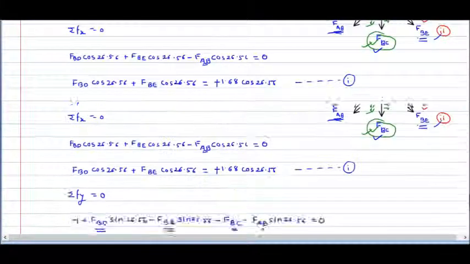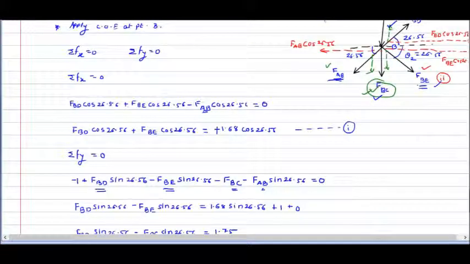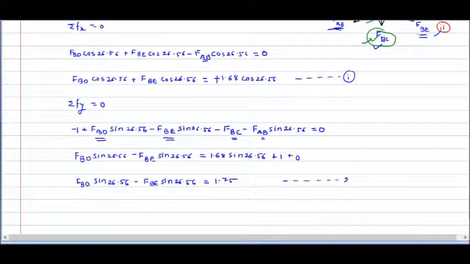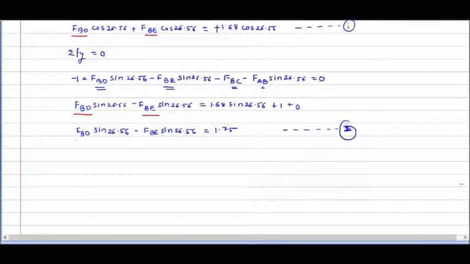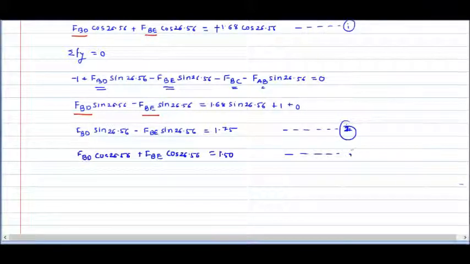So from this diagram we got these two equations, the first equation and this second equation. Now if you observe in this first equation, BD and BE are unknown, here also BD and BE are unknown, so we can simply solve these equations. I will write down the second equation, and the first equation: force in member BD cos of 26.56 is equal to 1.68 cos of 26.56, this is equal to 1.50. This is our first equation.